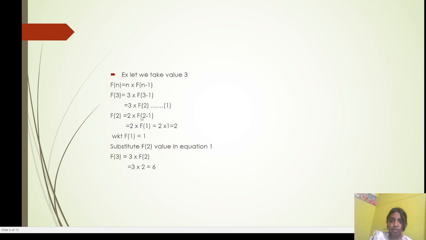Then we need to substitute the factorial value of 2 in equation 1 to find the factorial of 3. Next, f of 3 is equal to 3 into factorial of 2. We know that the factorial of 2 is 2. So 3 into 2 equal to 6. This is how we find the factorial of 3.